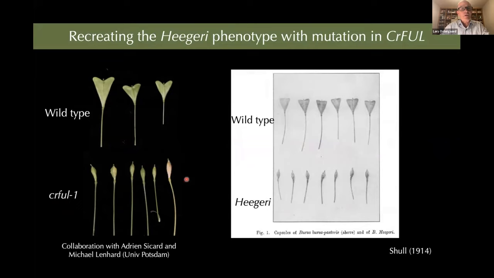shows a phenotype that is very highly reminiscent of the Hedgeri phenotype that George Harrison Shull identified in Capsella bursa-pastoris. This was work that we did in collaboration with Michael Lenhard's group at the University of Potsdam.